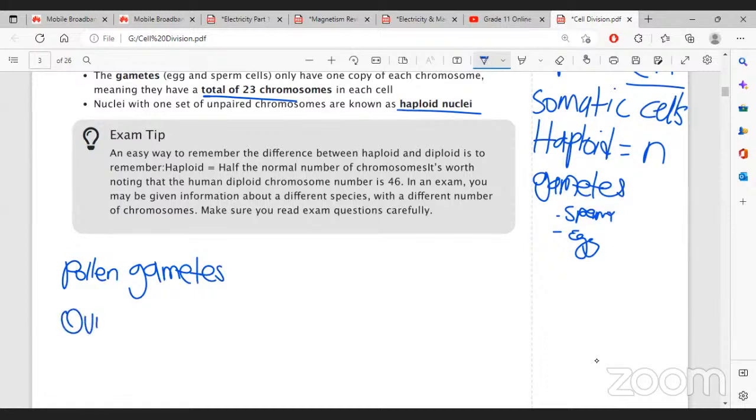And then ovules, which are female gametes.